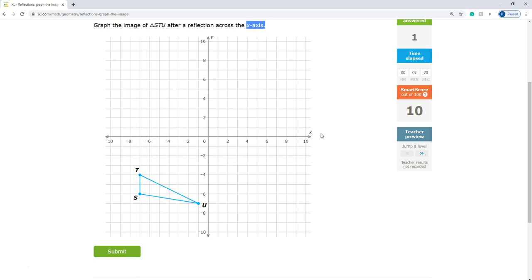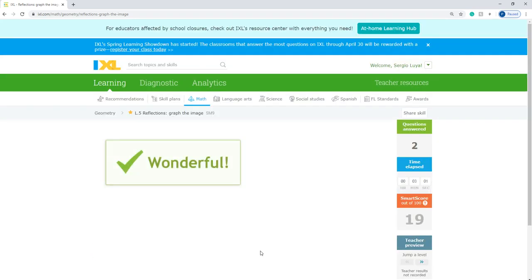Again, if it's across the x-axis, don't forget that the x-axis is the horizontal axis. So I'm just going to count how far away T is from there. So from here, 1, 2, 3, 4. I'm going to count 4 again. And then I'll count S: 1, 2, 3, 4, 5, 6. So then I'm going to count 6 in the same direction. And for you, 1, 2, 3, 4, 5, 6, 7. And then go 7 up this way. And there's your reflection across the x-axis.